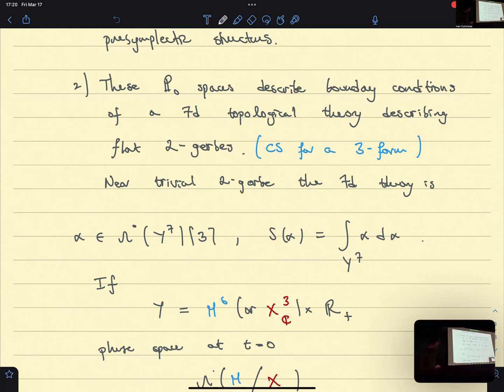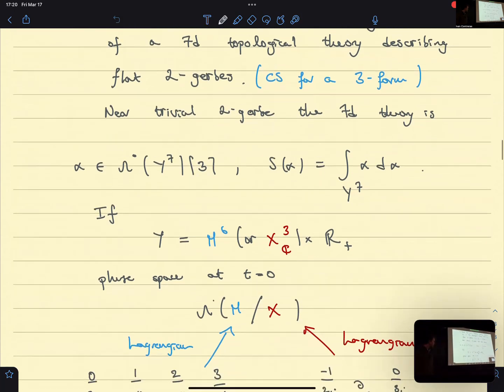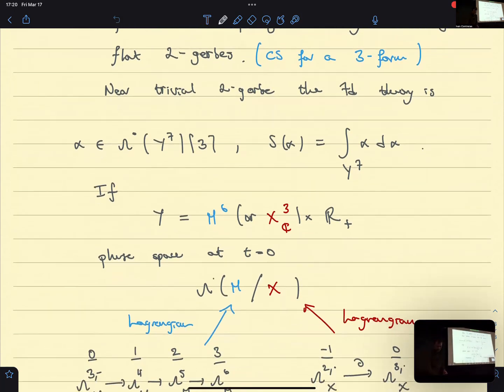So I want to look at the phase space of this. So I want to choose a decomposition of my 7 manifold. In the Riemannian case, I want to choose a Riemannian 6 manifold times the real line, or the positive real line. And in the complex case, I want to choose a complex threefold times a positive real line. And the phase space in both of these examples, sorry, there should be a 3 here. The phase space in each of these examples, just via the sort of obvious wedge and integrate pairing, is a symplectic space, a zero-shifted symplectic space.